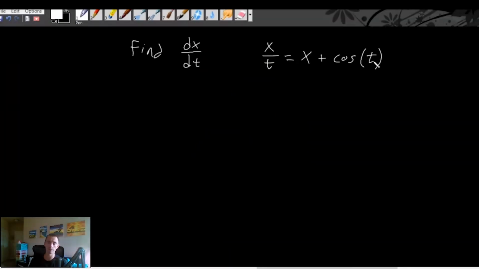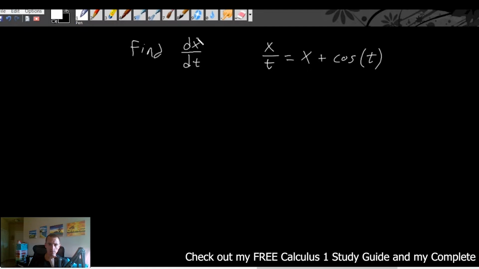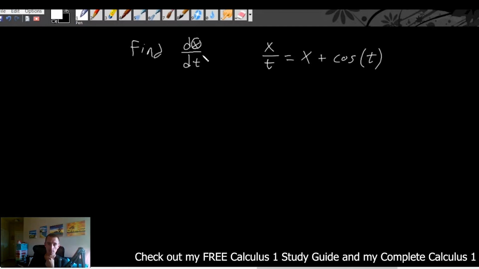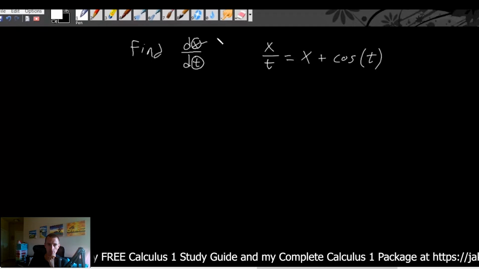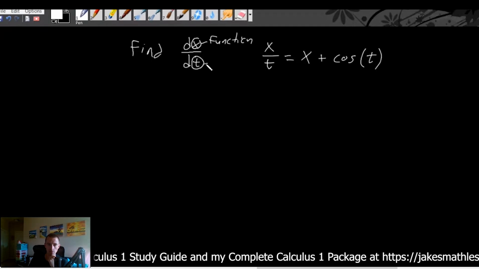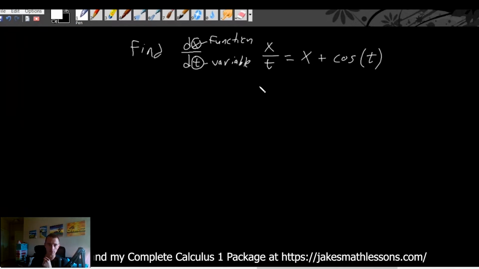Okay, so we're going to go ahead and find this by implicit differentiation. So we have this equation which relates x's and t's. First thing we want to do is figure out which of these letters we want to treat as our variable and which one we want to treat as a function. So since we have x on top, we're finding dx dt and dt on the bottom. That right there tells you x is your function and t is your variable. Okay, so we're going to treat t as the variable, x as the function.